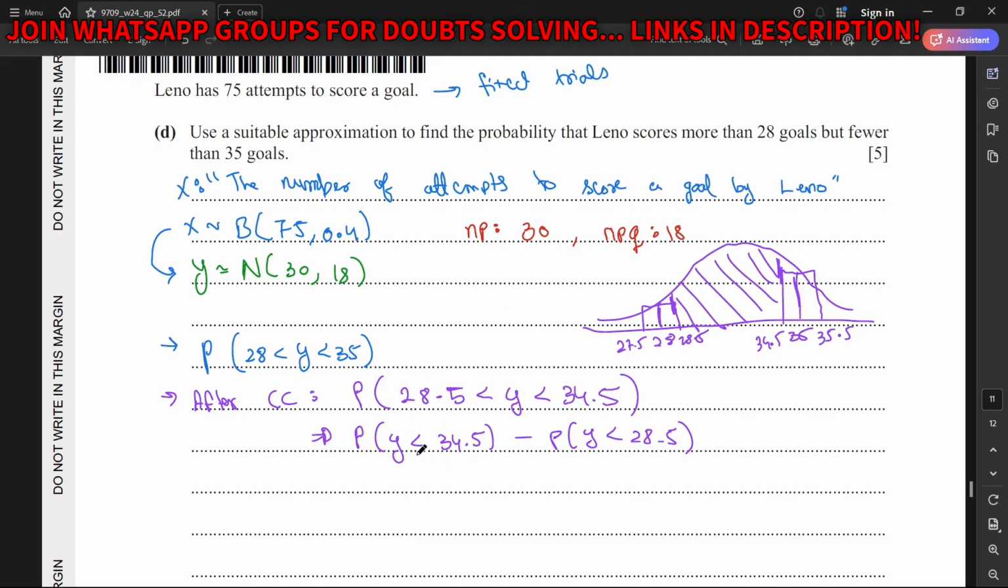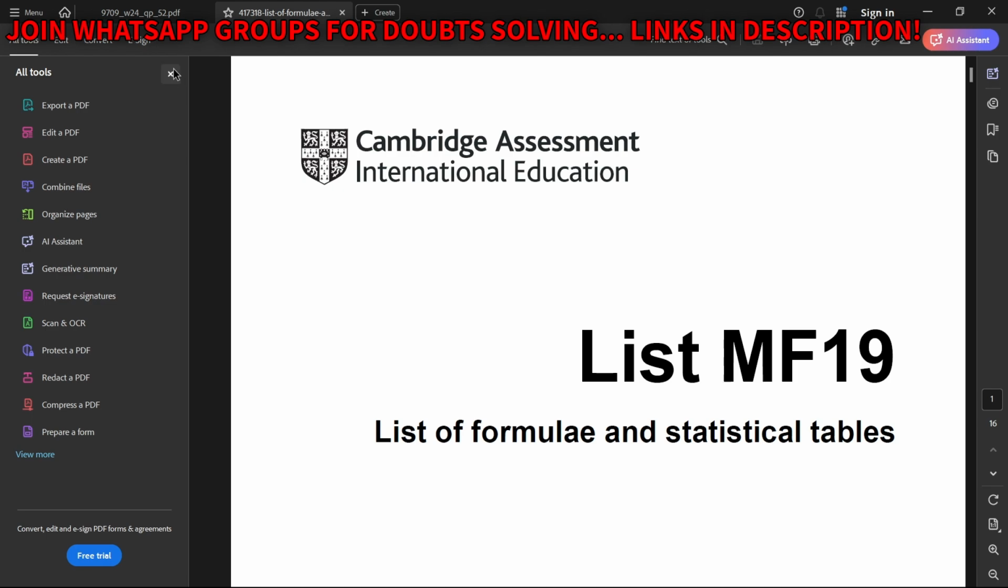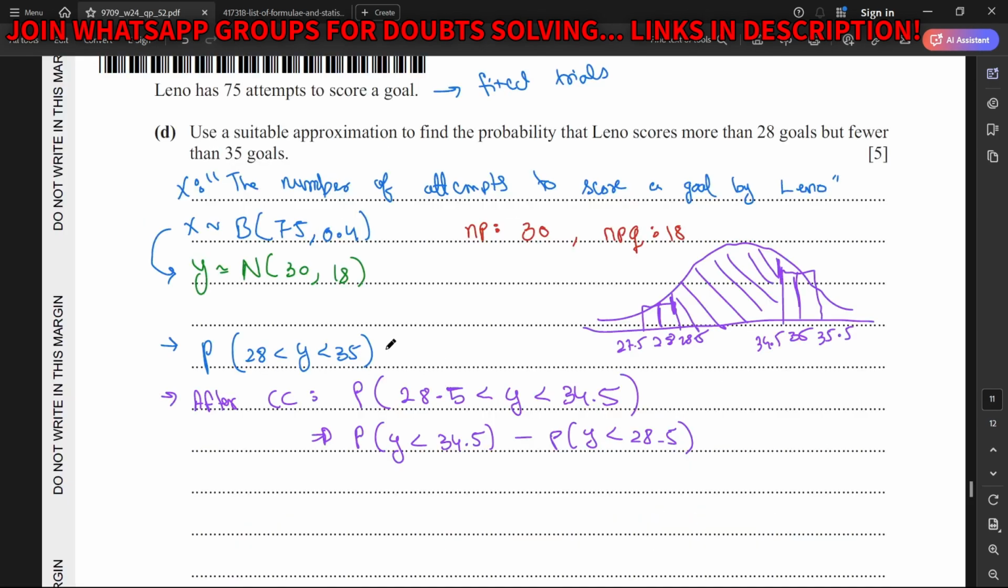Now I can find the Z score for both of these and solve this using the table. I'll also need to open the table. I just closed it by mistake. Just a second. Yeah, there we go. Open with Adobe. And yeah, there we are, having the formula booklet. Okay. So to find out the value of Z, I know the process is very simple.